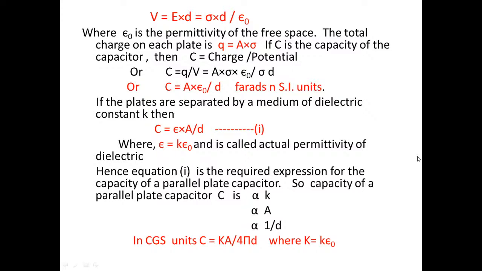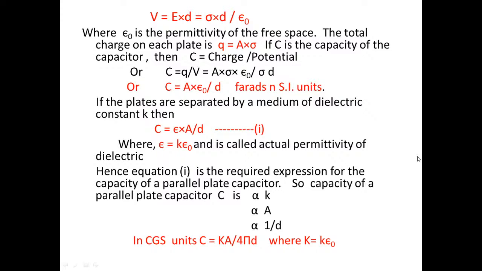If the plates are separated by a medium of dielectric constant K, then C will be equal to epsilon A upon D, where epsilon is the absolute permittivity, or it is equal to K times epsilon naught, where K is the dielectric constant.